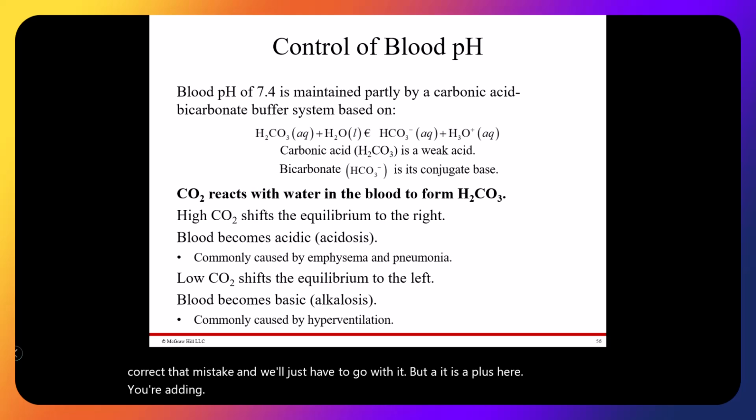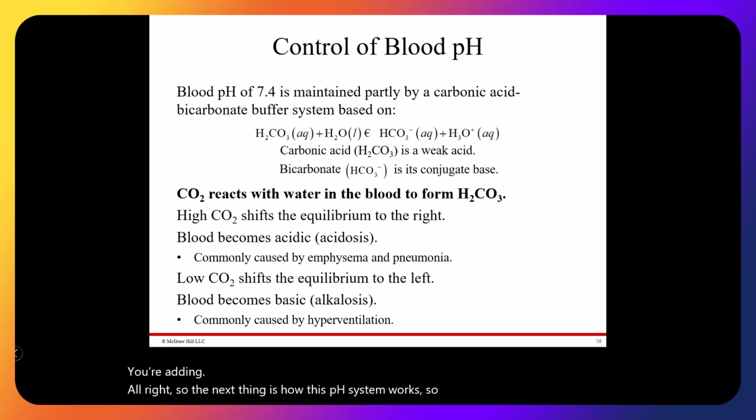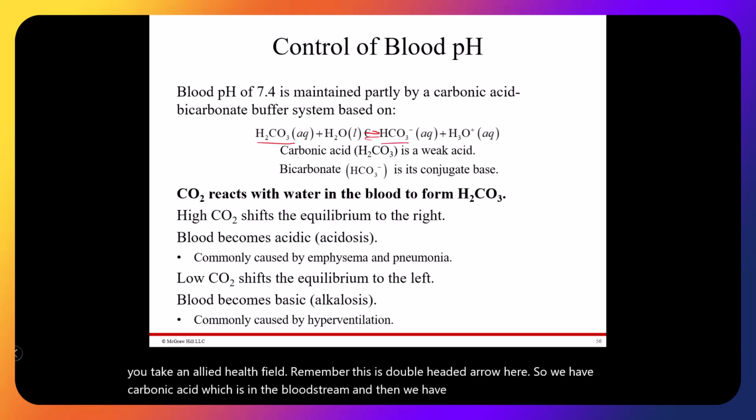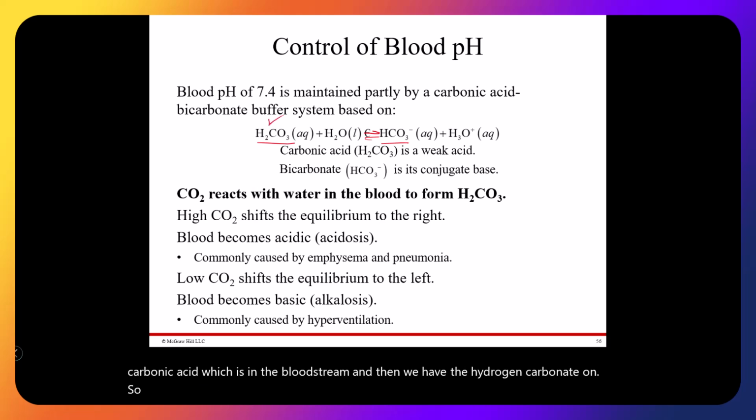All right. So the next thing is how this pH system works. So again, blood's really important. Those of you taking an allied health field, remember this is a double-headed arrow here. So we have carbonic acid, which is in the bloodstream, and then we have the hydrogen carbonate ion. So this is a weak acid, and there's the conjugate base of the weak acid.